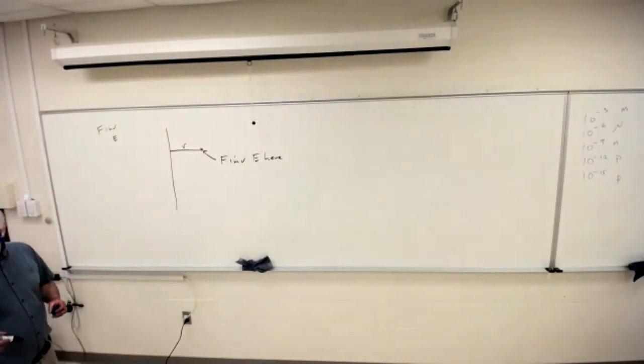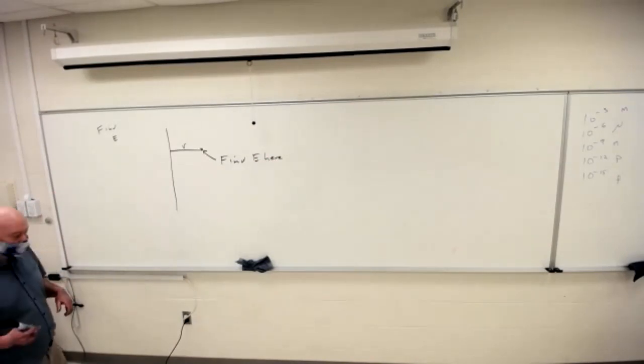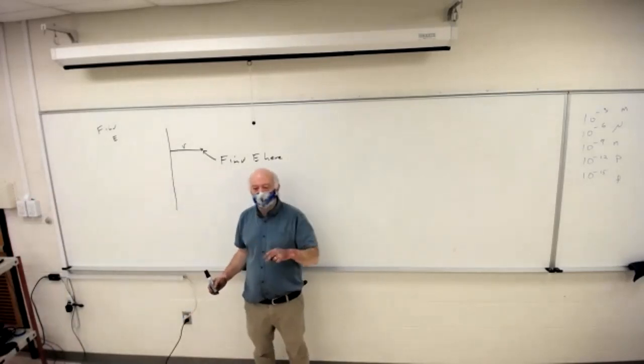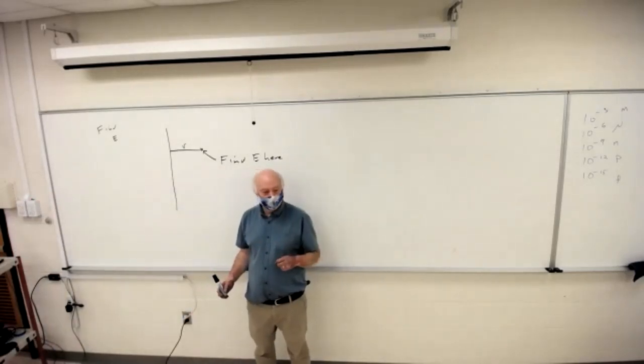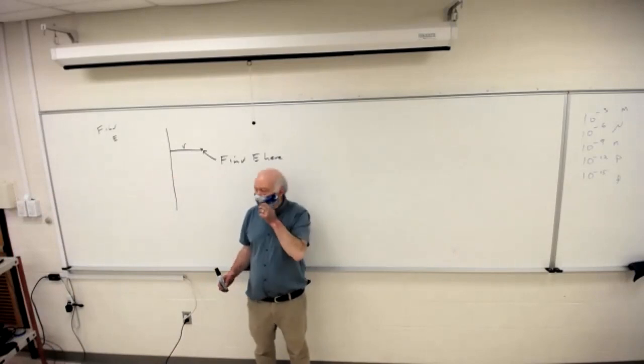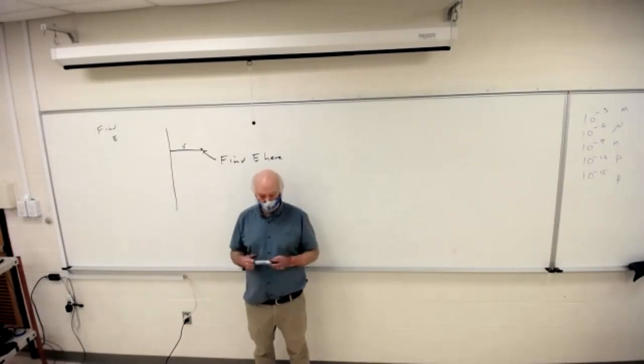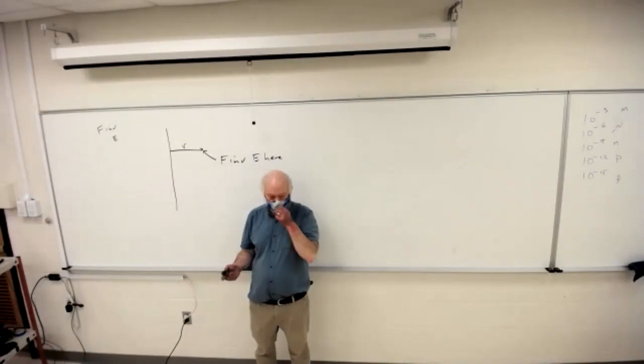Why would you know to use Gauss's law? Infinite cylinder. Gauss's law is always true, but you can only easily apply it in certain cases: spherical, infinite plane, infinite cylinder. Those are the only times you can easily apply it. So what's the first step with Gauss's law? Yes, draw a Gaussian surface.